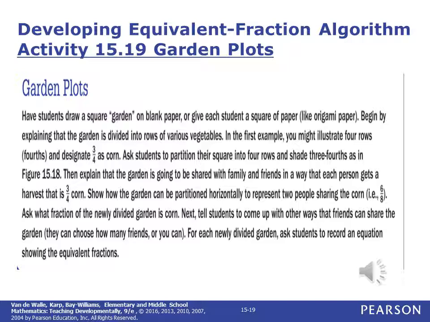But then you might say, 2 family members are going to harvest the corn equally. So now they're going to want to partition this into 8 parts, or just cut the 4 rows in half. And then they could see that 3/8 of it will be harvested by one family member, and another 3/8 will be harvested by another family member. But altogether, 3/8 plus 3/8 is still 6/8, which is 3/4. So they're seeing that fraction equivalence occurring again, and partitioning is helping to make that concept sink in.